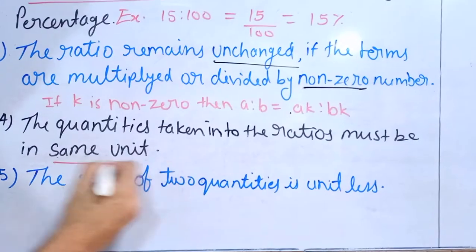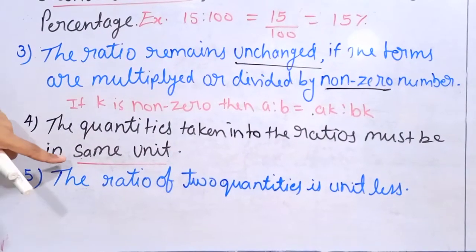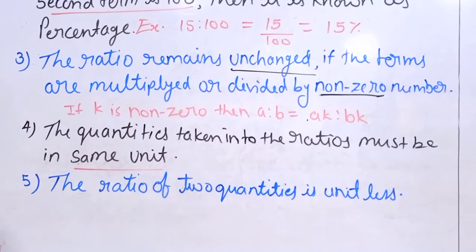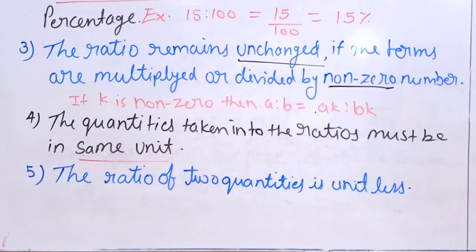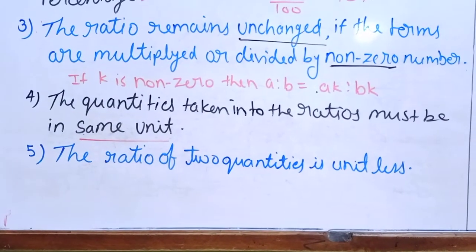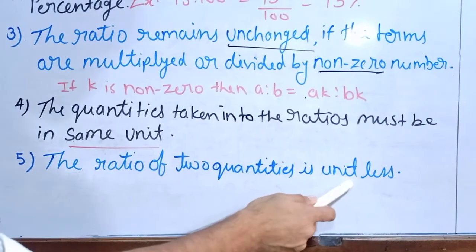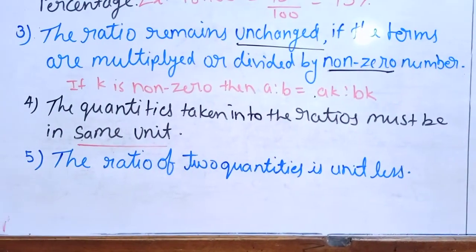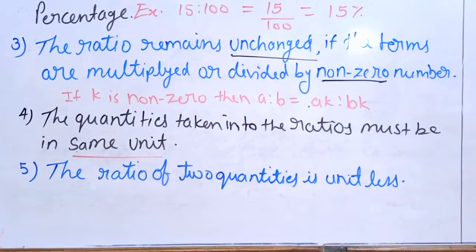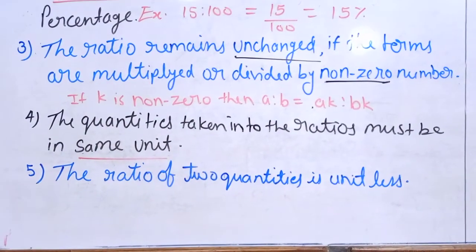The next property is that the quantities taken into the ratio must be in the same unit. What we learned is that whenever we are finding the ratio of any two quantities, the most important thing is that the units should be the same for both quantities. If the units are not the same, we first have to convert them into the same unit and then find the ratio. The ratio of two quantities is unitless, which means in the answer we should never mention the unit.